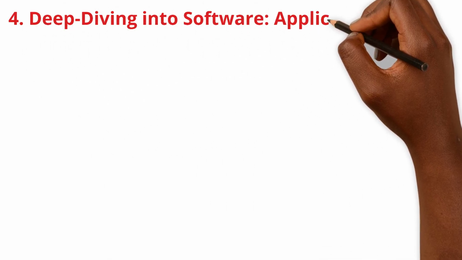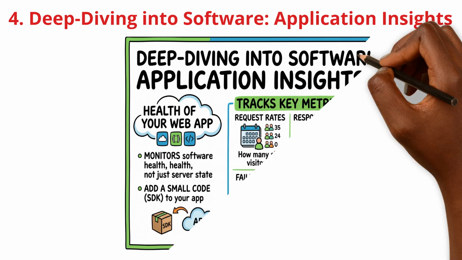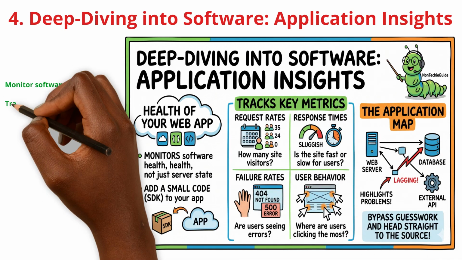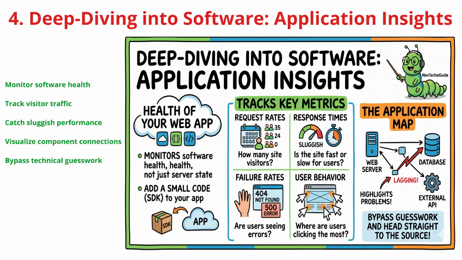Basic server monitoring can tell you if your hardware is on, but it doesn't tell you if your software is actually working for your users. That's where Application Insights comes in. By adding a simple SDK to your app, you unlock a deep dive into your software's health. You can track request rates to see your visitor traffic, monitor response times to catch sluggishness, and keep an eye on failure rates to spot those frustrating 404 or 500 errors. You can even see exactly where users are clicking.